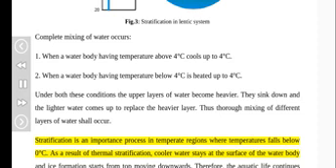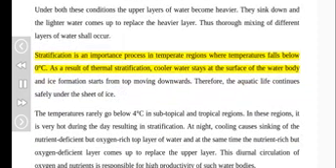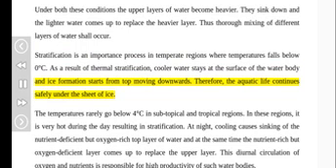Stratification is an important process in temperate regions where temperatures fall below 0 degrees Celsius. As a result of thermal stratification, cooler water stays at the surface of the water body and ice formation starts from the top, moving downwards. Therefore, the aquatic life continues safely under the sheet of ice.